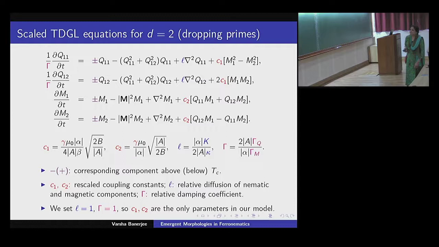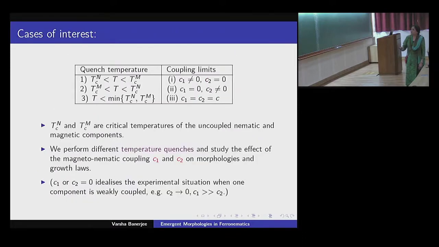constants here: C1 and C2, which are related to the coupling between the two components. That's gamma, which is the coupling term. And then there is this relative diffusion term and the relative damping coefficient. So what we have done for simplicity is set these equal to 1. So the only parameters in the model at the moment are the coupling constants, okay? C1 and C2.